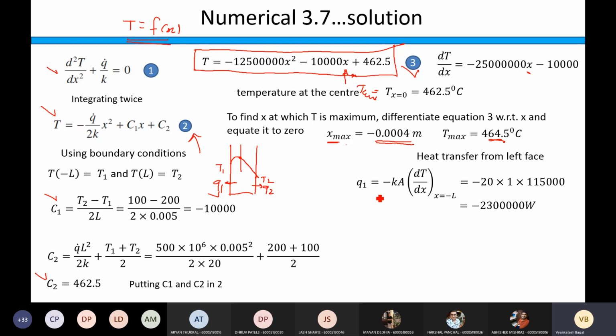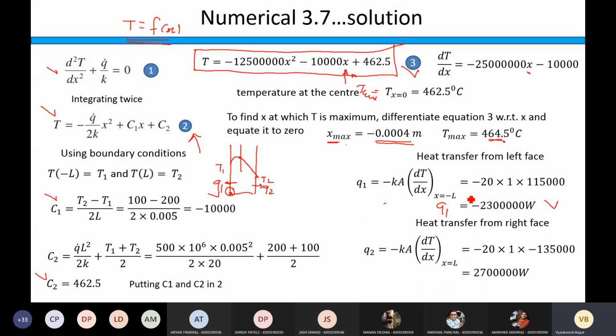So I'm writing the Fourier's equation. Q1 is minus k dT by dx at x equal to minus L. Means I'm talking about this face, minus k dT by dx at x equal to minus L. So I'm taking the area per meter square, 1 meter square area, and I know dT by dx, so I can put x equal to minus L here, simply find out this dT by dx, put it here, and then you will get that the rate of heat transfer from this face is minus 2300000 watt, right? We can write it in kilowatt or megawatt.